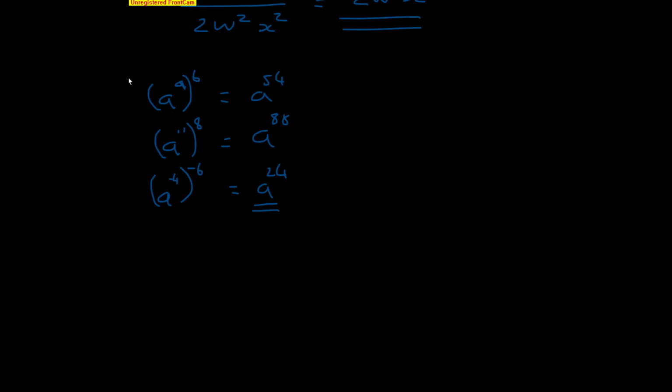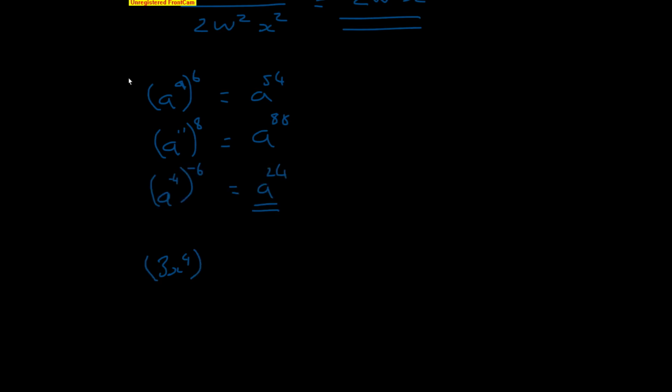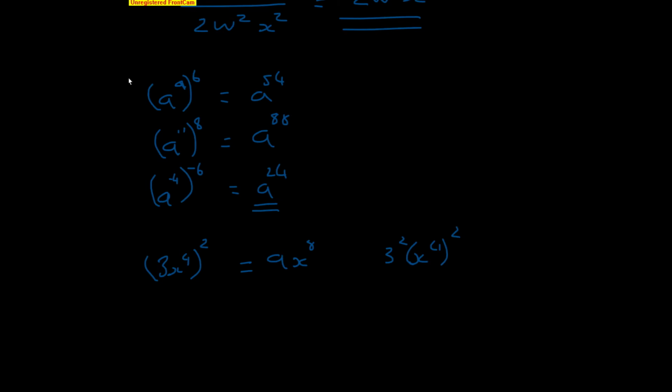Now let's do the same again, but let's add in another number. So let's add in our integers. So say we've got 3x to the 4, squared. So we have to do 3 squared. So that's going to give us 9. And then x to the 4 squared, 4 times 2 is 8. Okay, so we're squaring this and this. You can think of it that we're doing 3 squared and then x to the 4 squared. Okay, that squared applies to both those numbers.